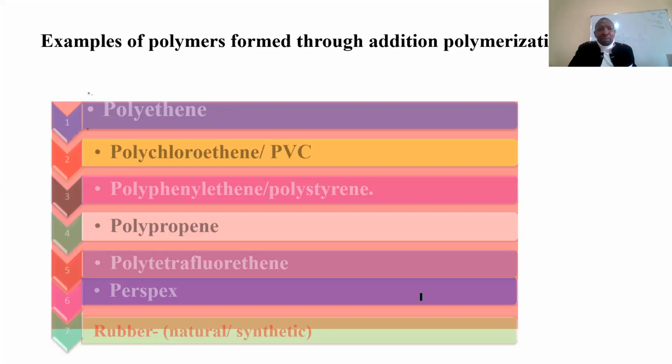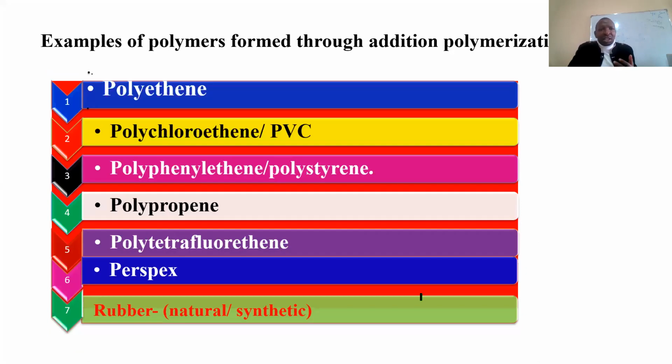We have, there are 7 of them: polyethylene, polychloroethylene, that is PVC, polyvinyl chloride, polystyrene, polypropene, polytetrafluoroethene, which you call Teflon. We also have perspex, and then we have rubber. So those are the 7 polymers that can be tested in an exam.